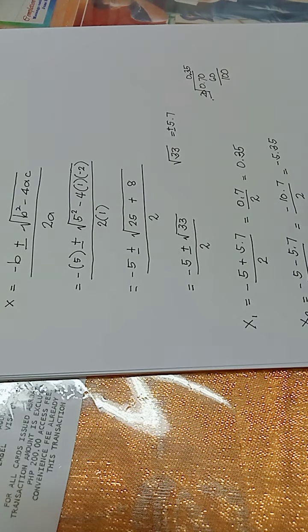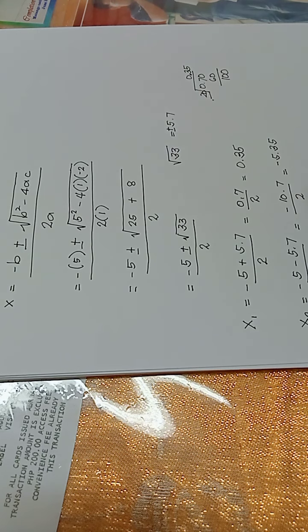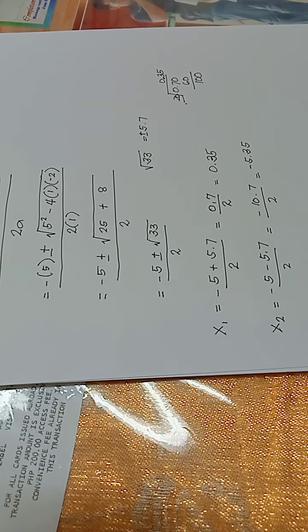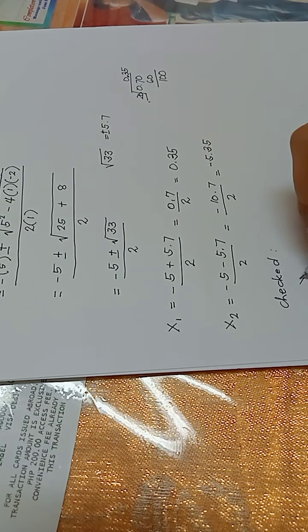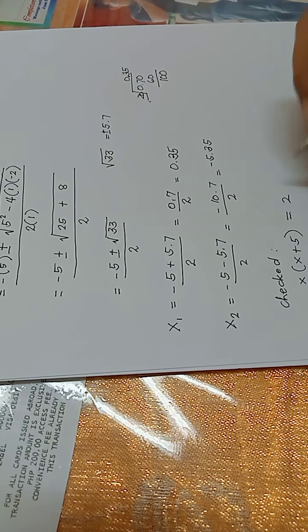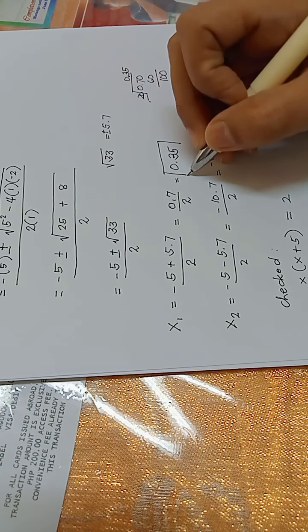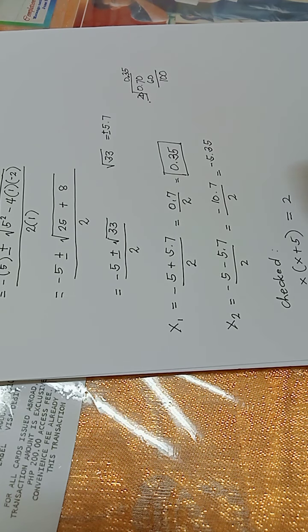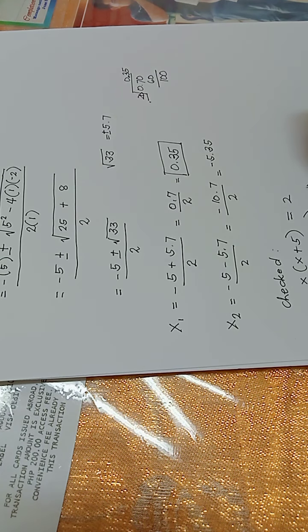To check whether there are extraneous roots or solutions, we will use the original equation, and that is x times (x plus 5) equals 2. Let's substitute the values that we got. Let's start with 0.35. So, 0.35 as the value of x, we just substitute 0.35 for x, plus 5 equals 2.